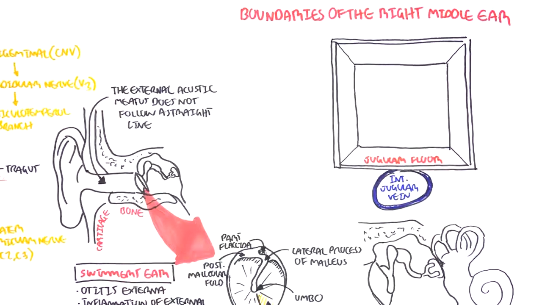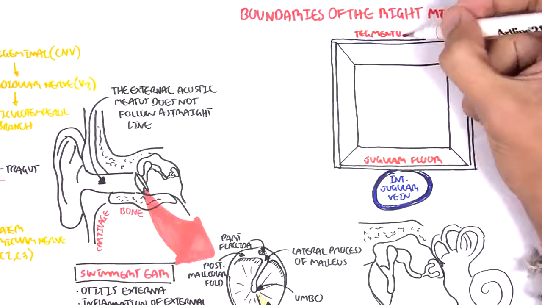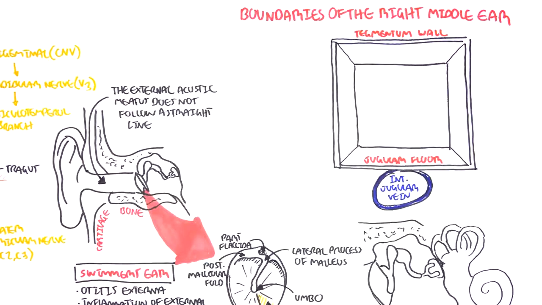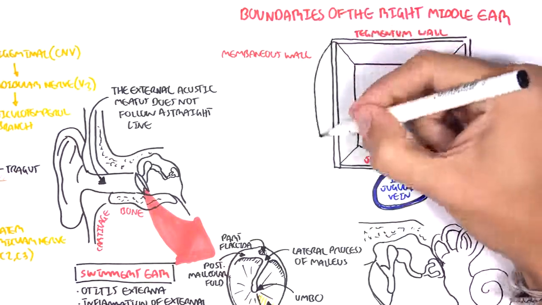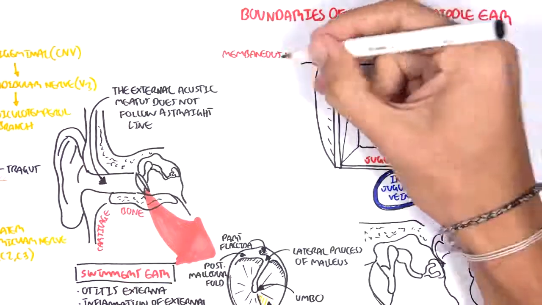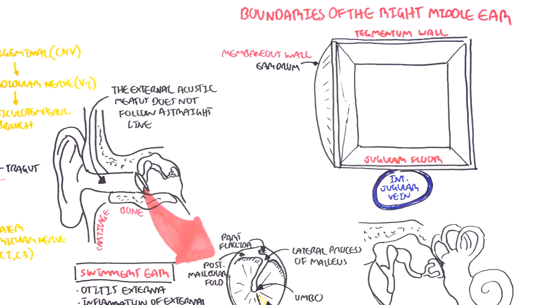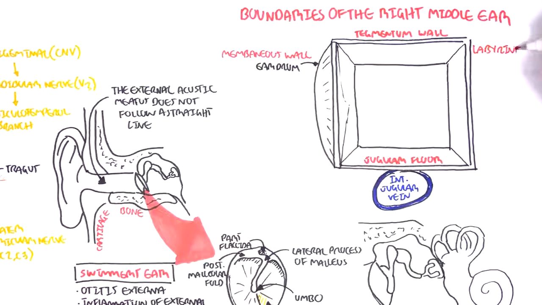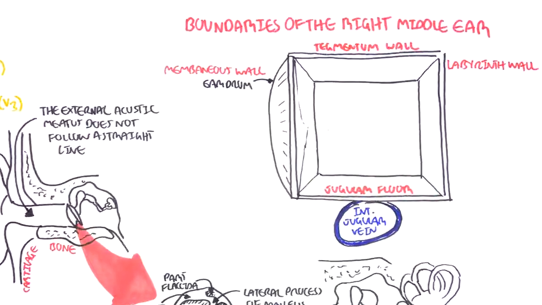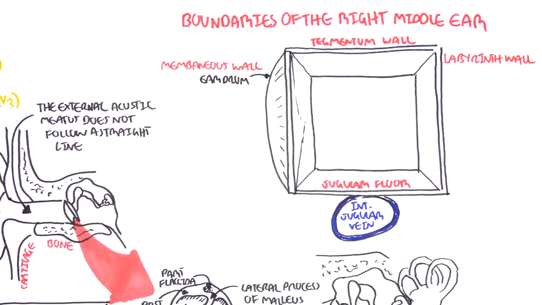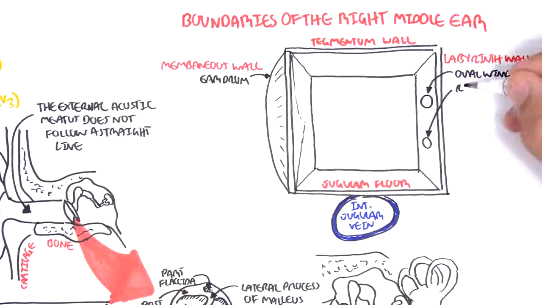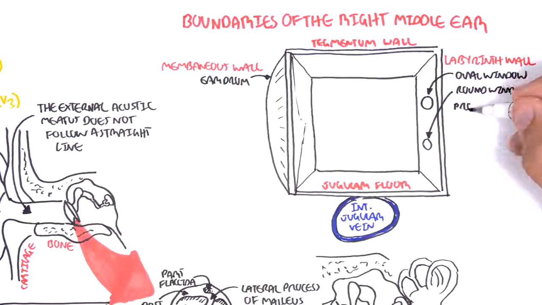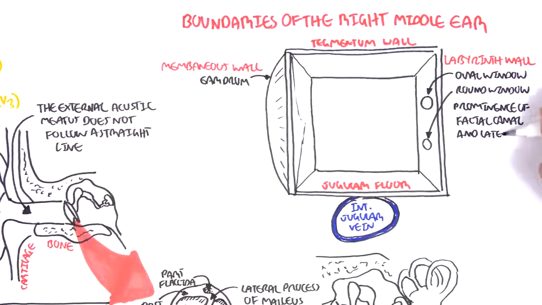We have the tegmental wall on the top, which is made up of your frontal bone. The lateral wall, the one most towards the outside, is the membranous wall, because this is basically your eardrum. The medial aspect of the wall is the labyrinth, and this is where you can find the inner ear. There are important structures that make up the labyrinth wall, and these are the oval window and the round window. Also, the prominence of the facial canal and the lateral semicircular canal can be found here.